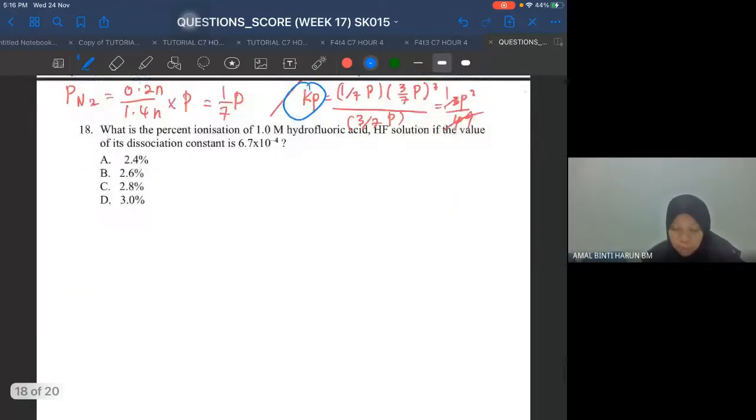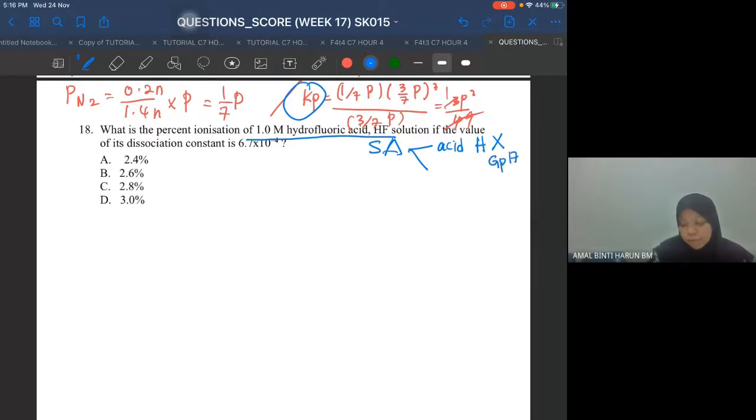18. What is the ionization of 1 molar hydrochloric acid? HF is strong acid. Okay, macam mana kita tahu strong acid? Ada 2 jenis strong acid. So asid yang H bergabung dengan kumpulan 17. Satu lagi adalah what's that?